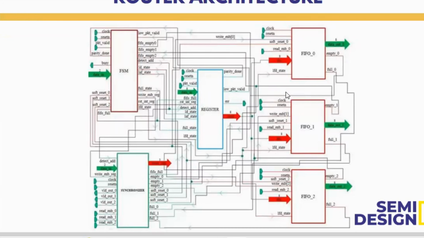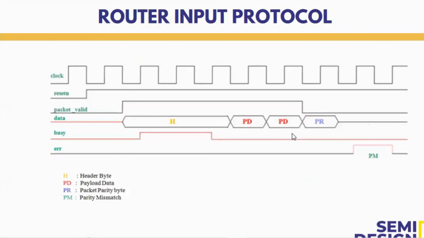Before I discuss in depth about these blocks, I'll discuss the input and output signals. Here we have the clock signal. This is an active low reset, so once the reset goes high, the data transfer is happening. Here you can see the data: first we have the header byte, then the payload and parity. Whenever the header starts, that is, whenever the packet is seen, packet valid goes high, which denotes that the data is available for transfer.